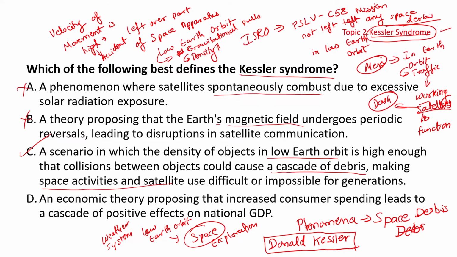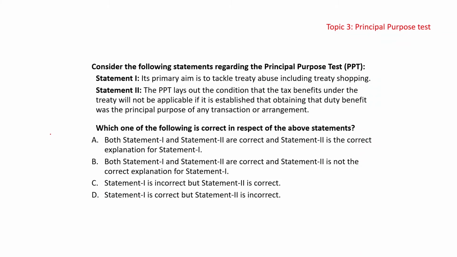Now let us move on to the principal purpose test. Now what is the principal purpose test? For understanding the principal purpose test, you have to basically understand something that is the double tax avoidance agreement. And also you have to understand the concept called tax haven. Now what is it all about?